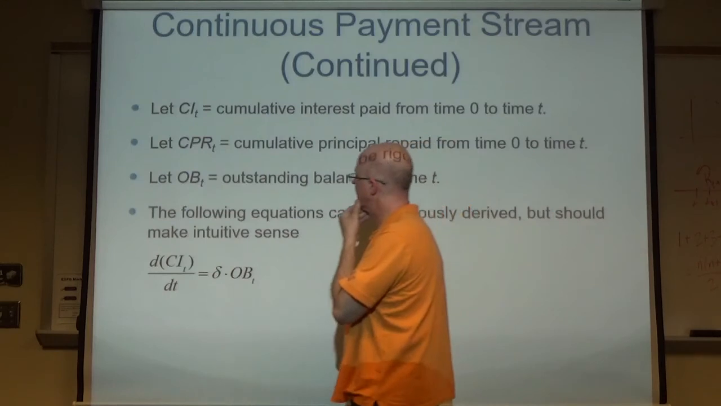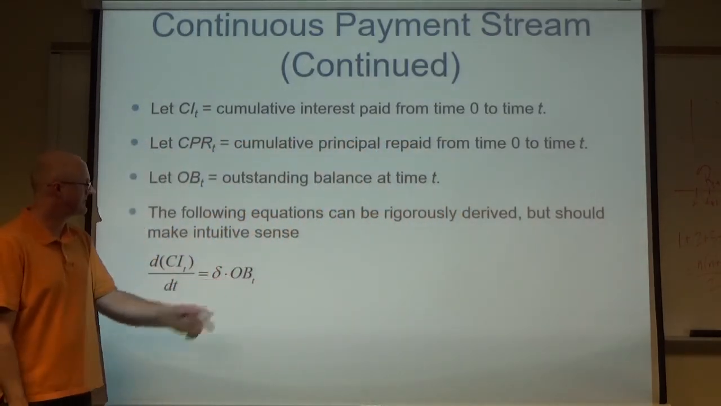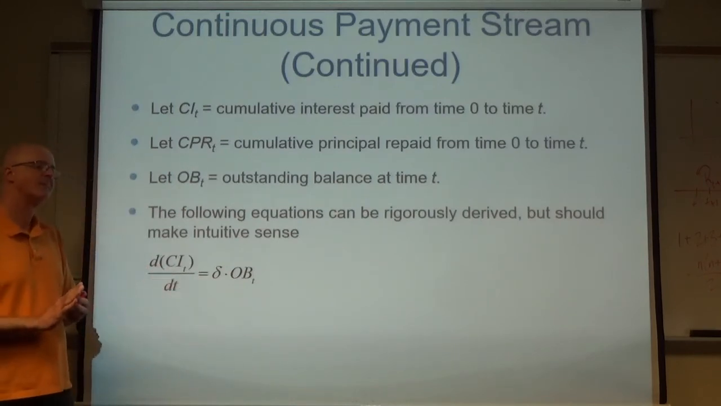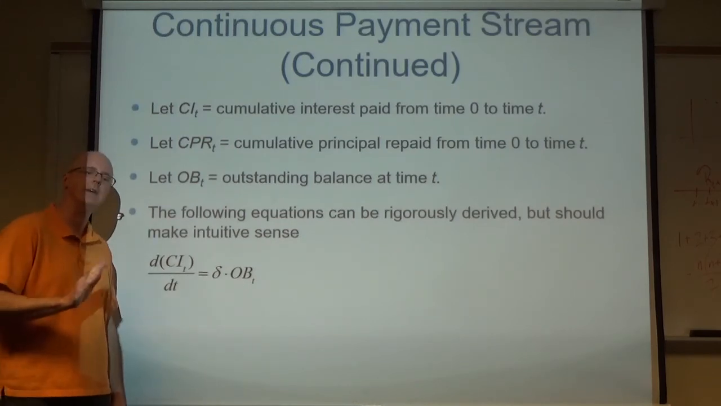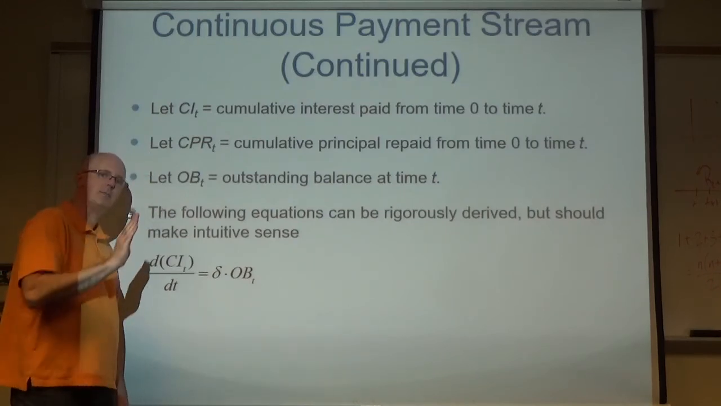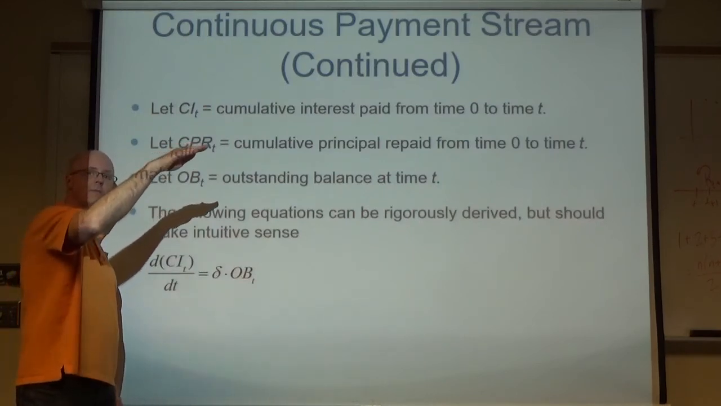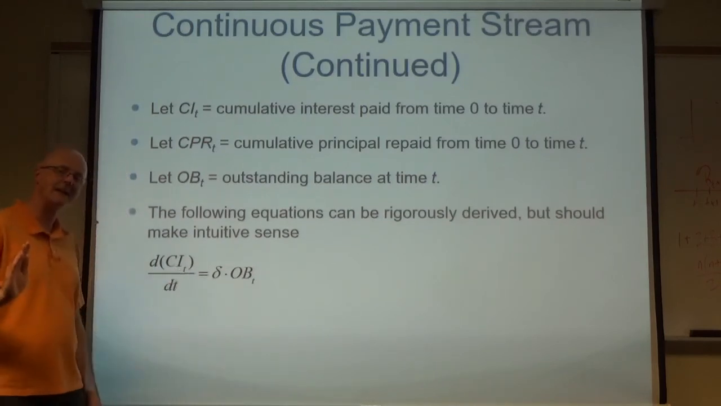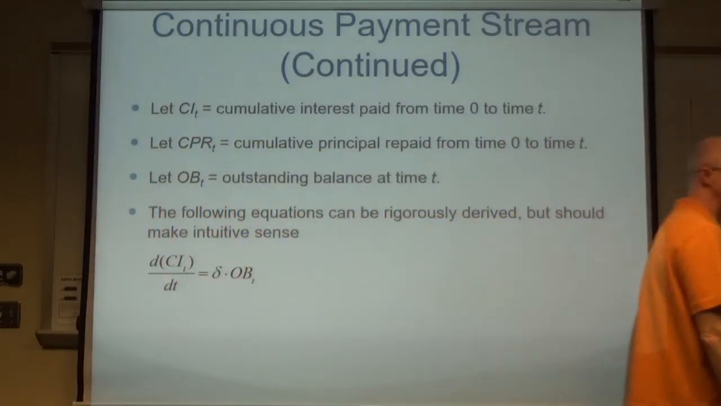The derivative of the cumulative interest paid from time 0 to time t should be delta times the outstanding balance. The rate of change of the cumulative interest paid should be proportional to the outstanding balance. The higher your outstanding balance, the steeper the graph of CIT would be, meaning you're paying interest at a faster rate when your outstanding balance is high. When your outstanding balance gets low, close to 0, this derivative gets close to 0. The graph of CIT in general would be increasing and concave down because OBT is decreasing.